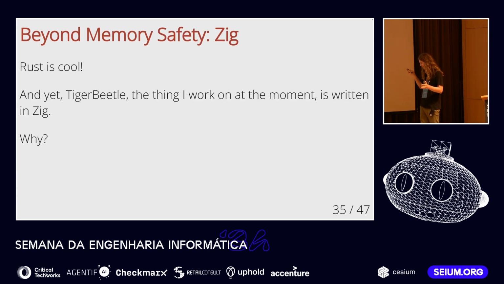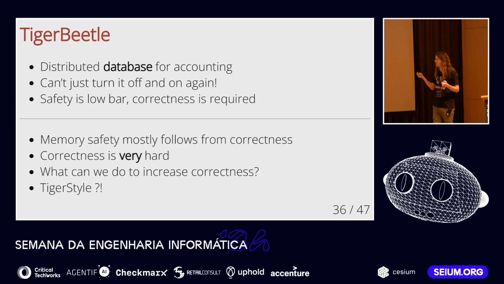OK, so if Rust is such a great language, and I spent, I don't know, 8 years of my life hacking on IDEs for Rust, then for what reason am I right now coding full-time in Zig? Well, to understand this, I need to explain a little bit about what TigerBeetle is. So TigerBeetle is a distributed database for accounting. And the thing is, TigerBeetle cannot fail. We really want to make our software correct.